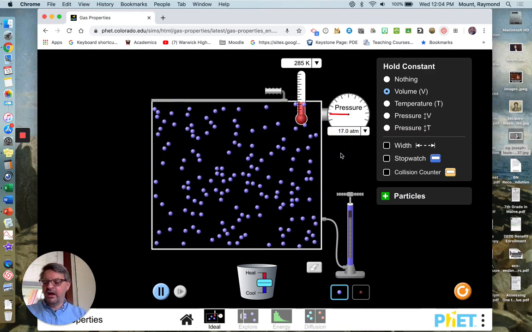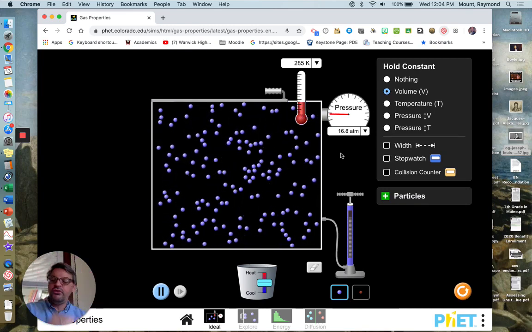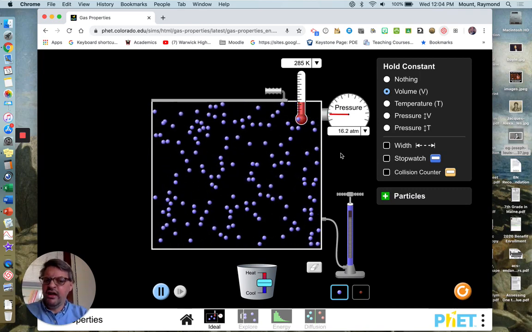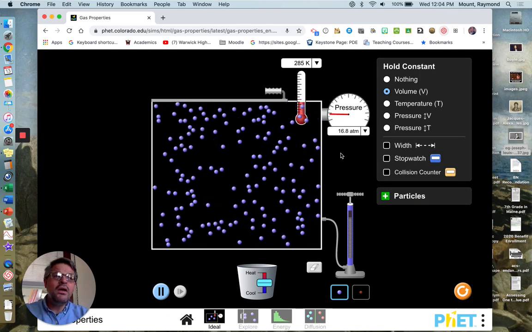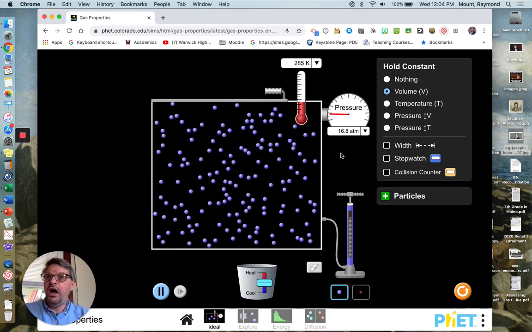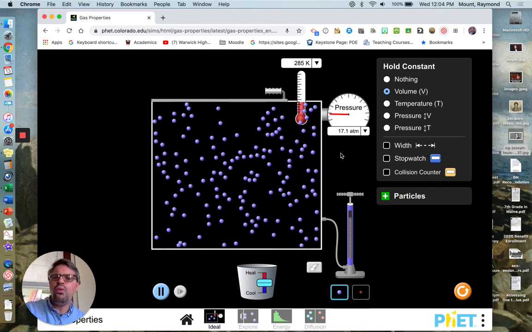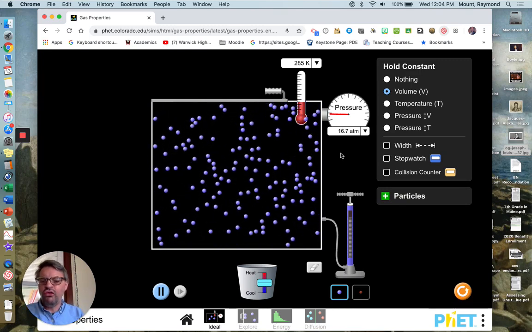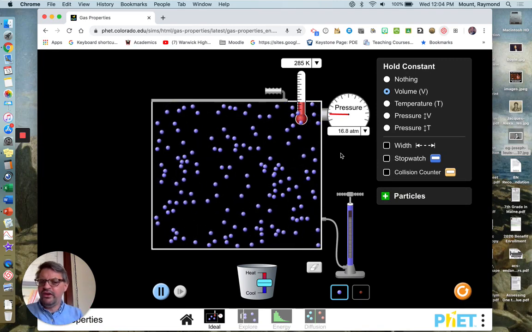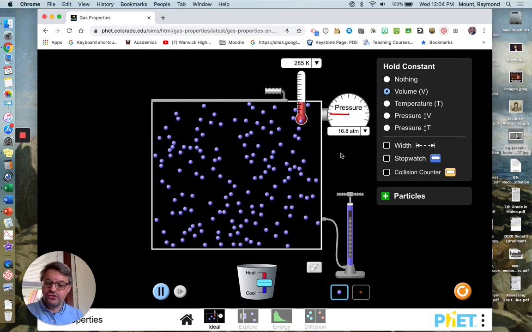So in the activity today, you need to have 5 temperatures and 5 pressures, and then use that information to answer the questions. This is Gay-Lussac's law. He was a Frenchman in the early 1800s, and I think he was only in his 20s when he discovered this law and described it. This law describes the relationship between the pressure and temperature of a gas.